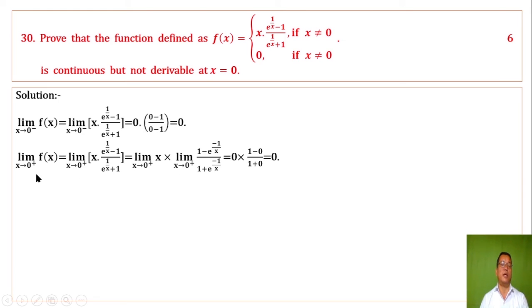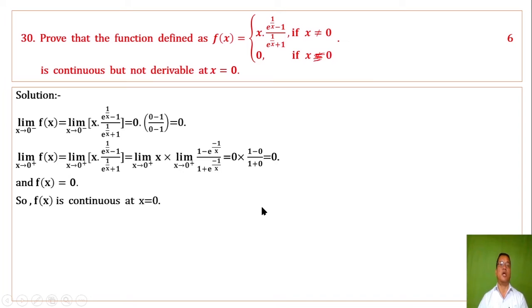Similarly, the right-hand limit at 0 is this. For this, we have to divide e to the power 1 by x in numerator and denominator. We get this. And taking the limit, we have 1 minus 0 by 1 plus 0. 0 into a finite number is 0. F of 0 is also 0. These three values are equal, so f of x is continuous at x equals 0.